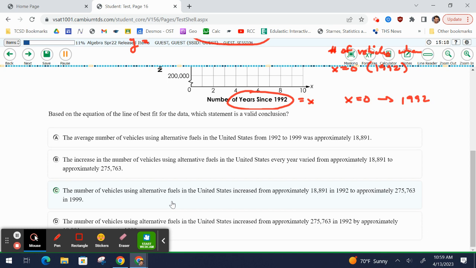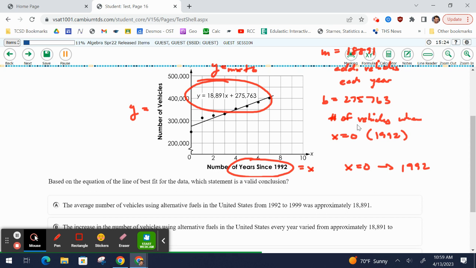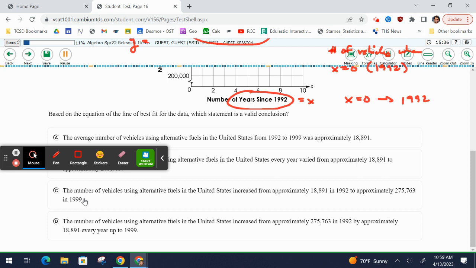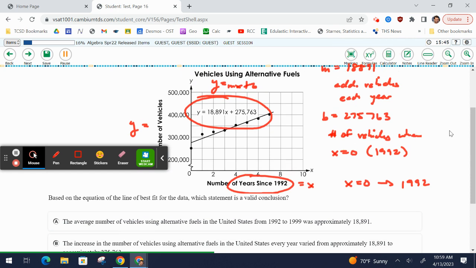C, the number of vehicles used on alternative fuels increased from 18,891 in 1992. That's wrong. There were not 18,891 vehicles in 1992. There were 275,763 vehicles. And then last, the number of vehicles using alternative fuels in the U.S. increased from approximately 275,763 in 1992 by approximately 18,891 every year. Yes, that is the correct choice. That describes up here what I talked about with the slope and the y-intercept.